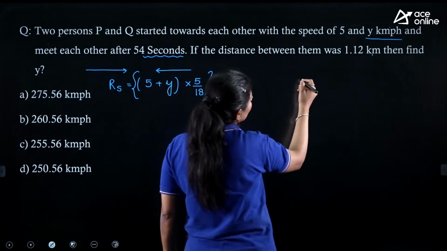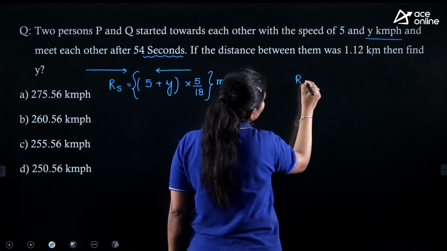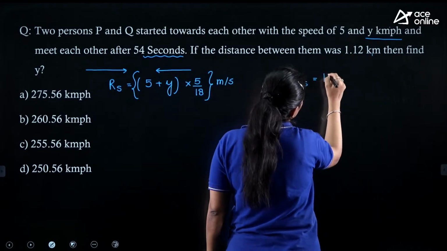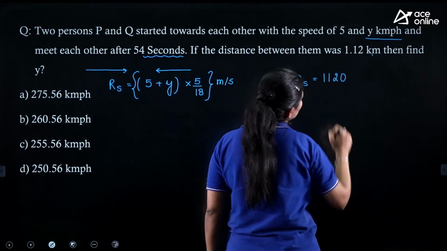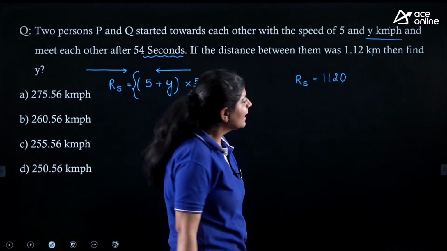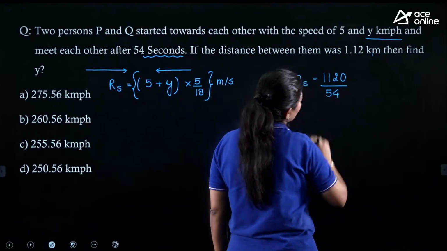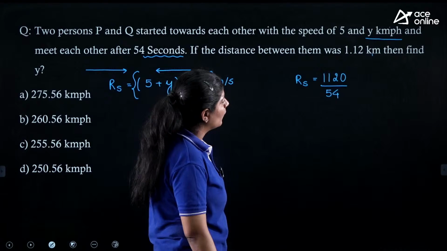Yes. If we want to calculate this relative speed, we can say that this relative speed is nothing but 1.12 kilometers. So we can write it as 1120 meters, and we are just going to divide it by 54. What value are we getting?